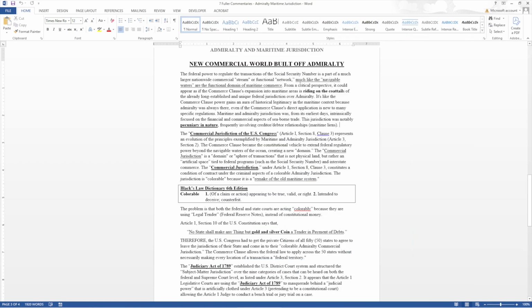And from a critical perspective, it could appear that the Commerce Clause's expansion into maritime areas is riding on the coattails of a very long established and unique federal jurisdiction called Admiralty, the law of the sea. It was already existing. It's like the Commerce Clause. Its power gained an aura of historical legitimacy in the maritime context because Admiralty was already there. Even if the Commerce Clause's direct application is new to many specific regulations, it was already there.